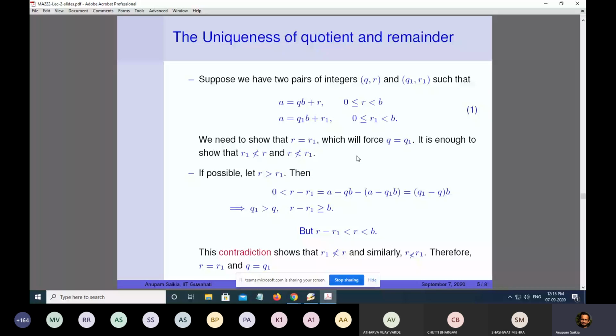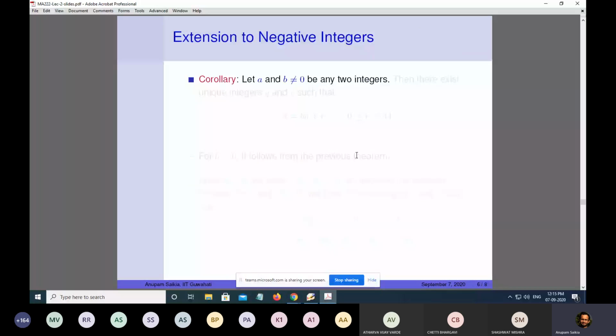So the next question is, we were dividing by A, which was any integer, and B was a non-zero positive integer. But let's drop the positivity. Let's say it is any non-zero integer. Can we still get quotient and remainder? What we are looking for is A is B times Q plus R, where R I should take to be less than or equal to mod of B, because I want a positive remainder.